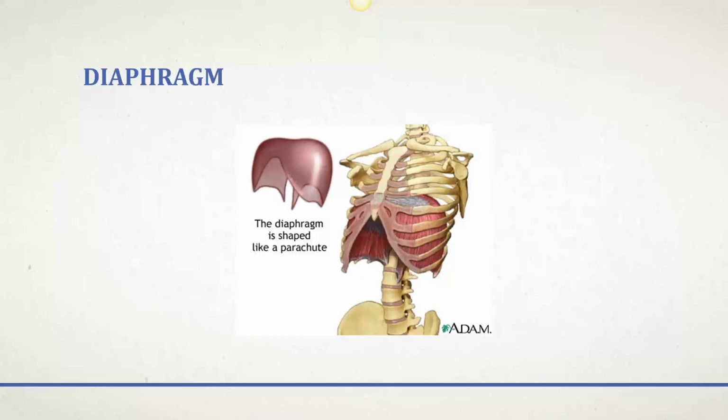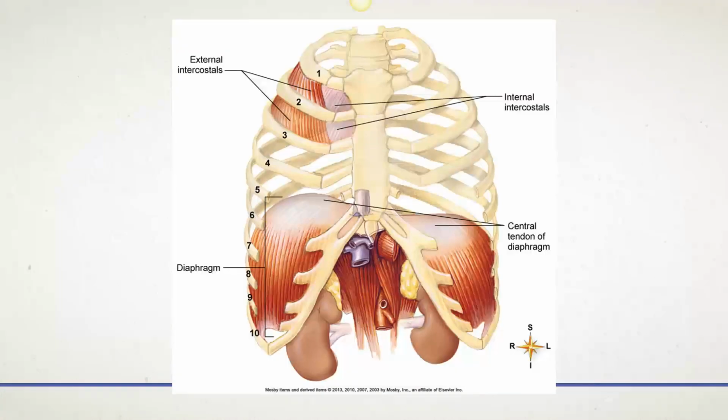And then the diaphragm. So this is a picture, it kind of looks like a parachute inside, and it separates the thoracic cavity from the abdominal cavity. The diaphragm is also responsible for breathing. If you need to hiccup, the diaphragm gets stimulated to contract. So this shows the external intercostals, the internal intercostals, and the diaphragm.